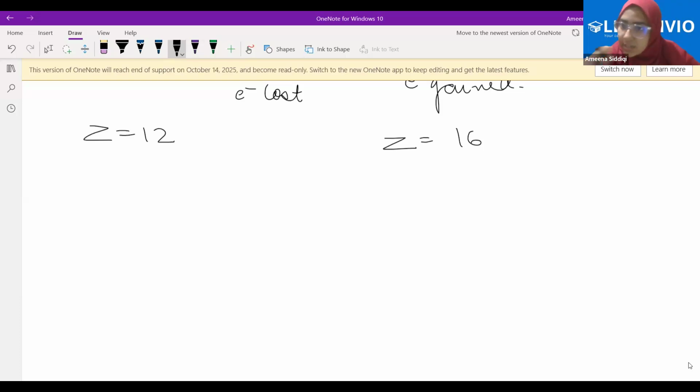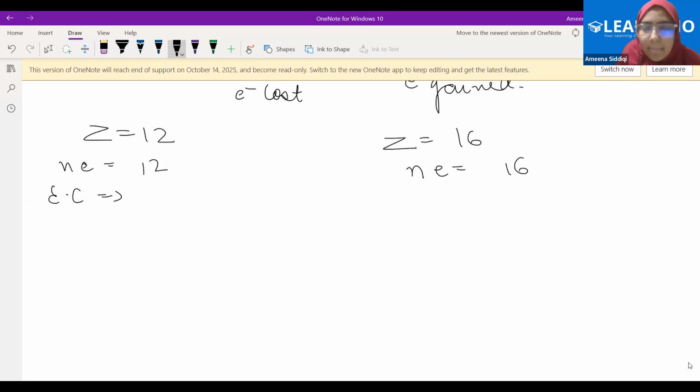Electrons, right? So we'll straight away come to the number of electrons and therefore the electronic configuration. The number of electrons is 12. Umaima, for atomic number 16, the number of electrons is 16. Good. Electronic configuration for atomic number 12 is 2, 8, 2. For 16, what is the electronic configuration? 2, 8, 6. Good.